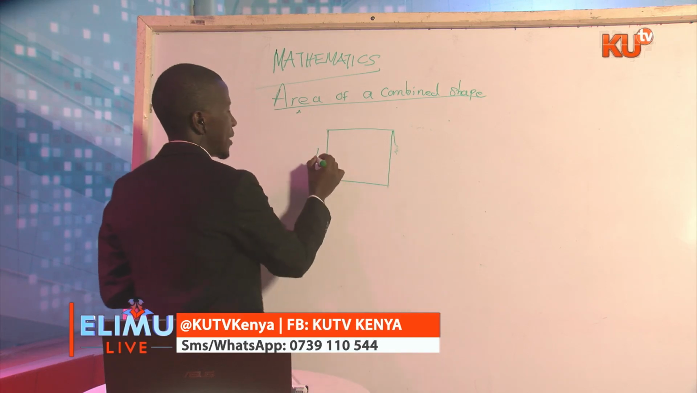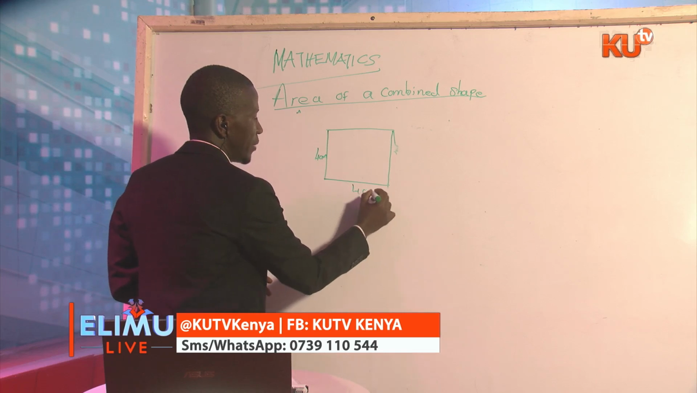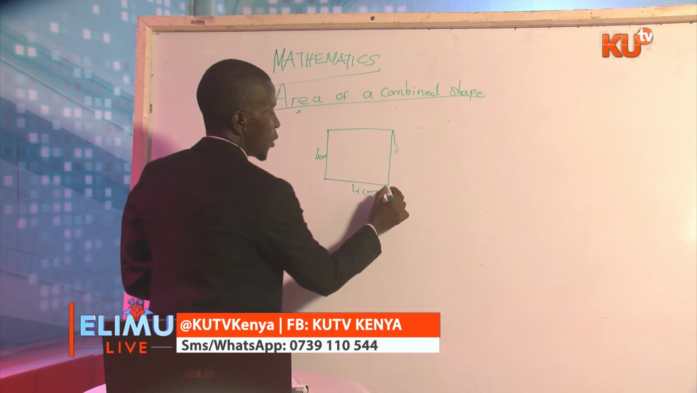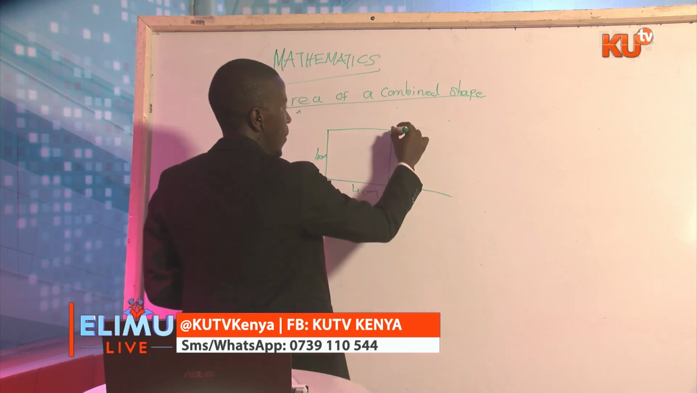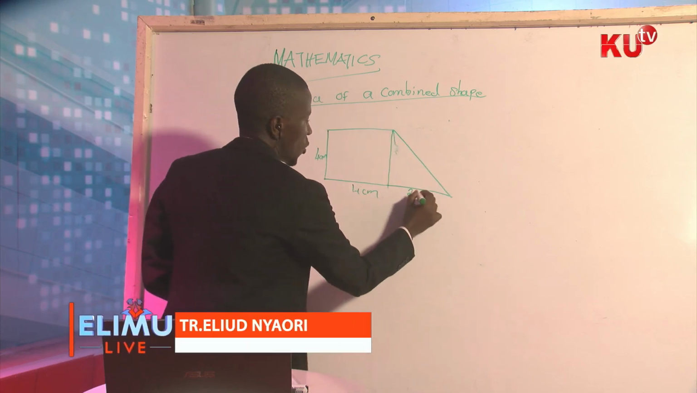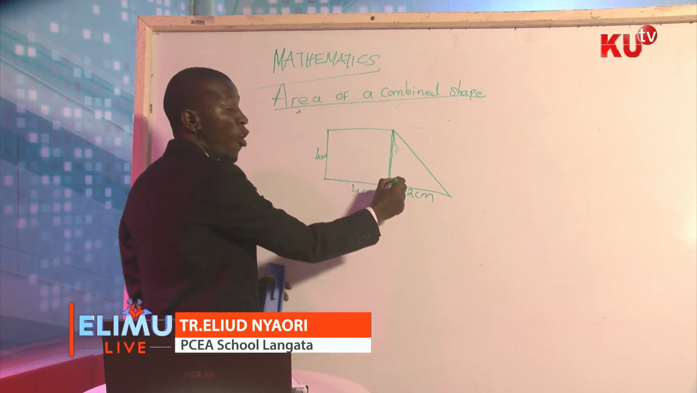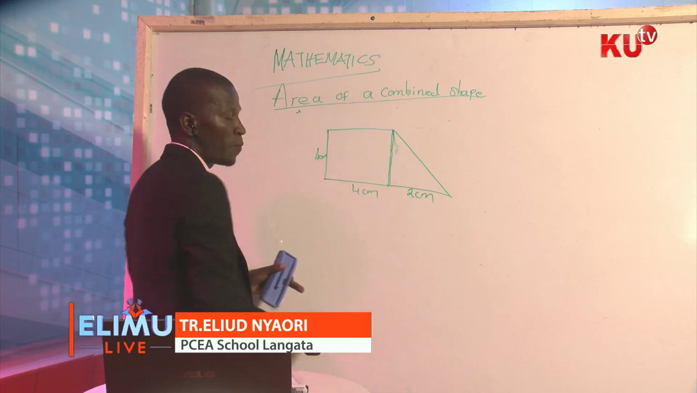This is a square. This side is 4 centimeters. Then we have this one extended. Then we have this other part. This side is 2 centimeters. So this is the height of the triangle.